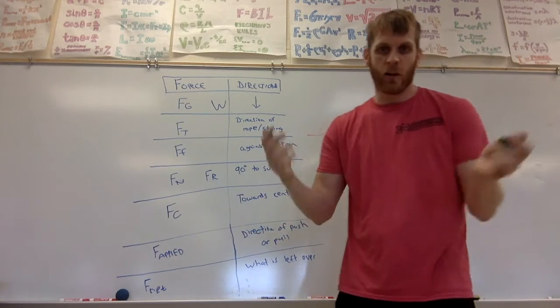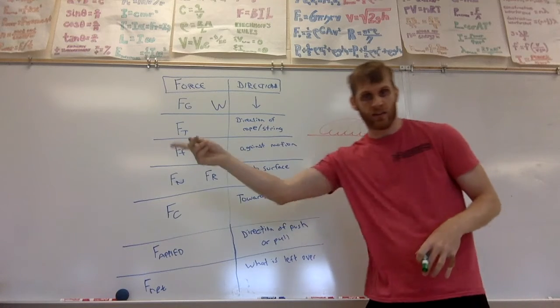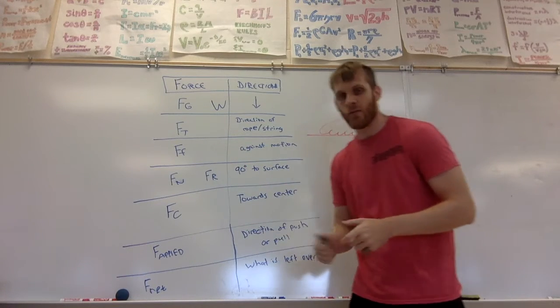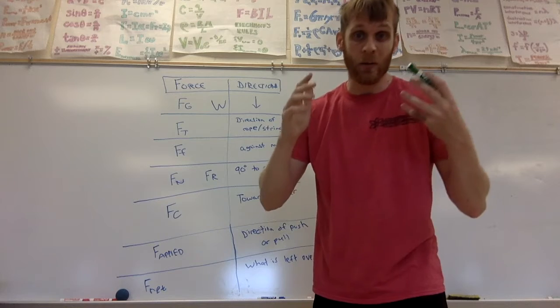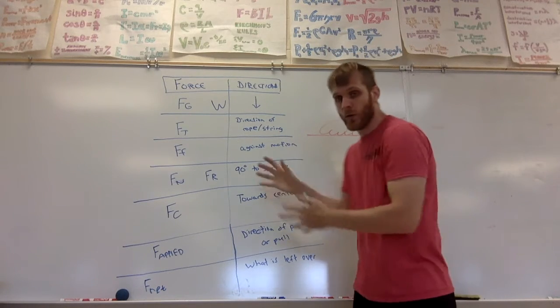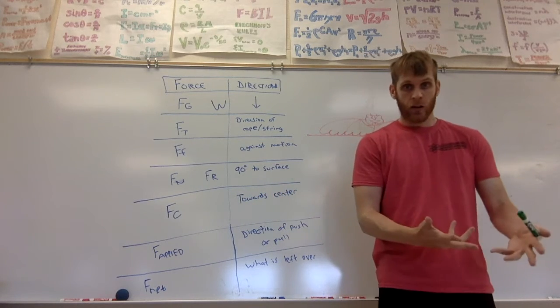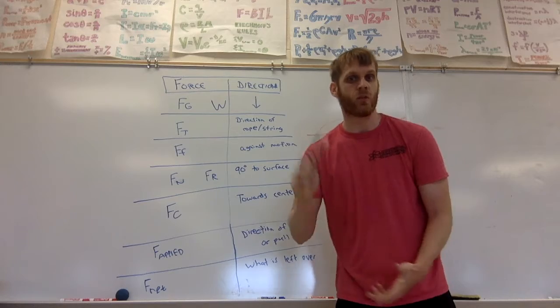Applied force, that's just the direction that's being pushed. So if I push something this way, the applied force is exactly that direction. And finally, the net force, the most important one, the one we need to use F equals ma to figure out. What you do is you just draw all the other forces, and then whatever's left over is the net force. So let's do an example.